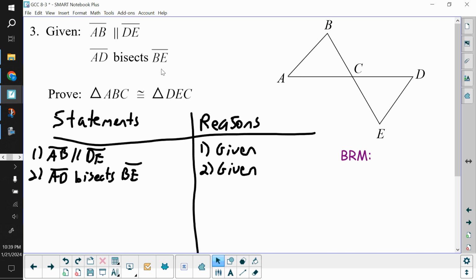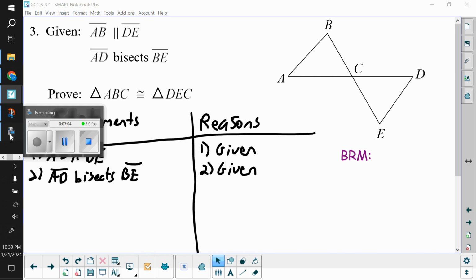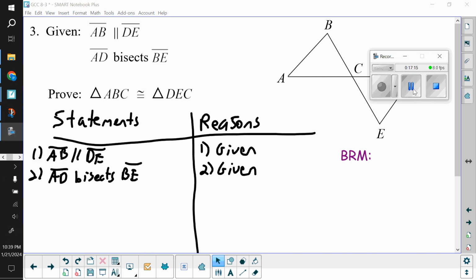So given number 2 is from last unit. And see if you can take given number 2 as far as you can go to get things congruent. We're going to pause the video for 2 minutes for you to take that given as far as you can.